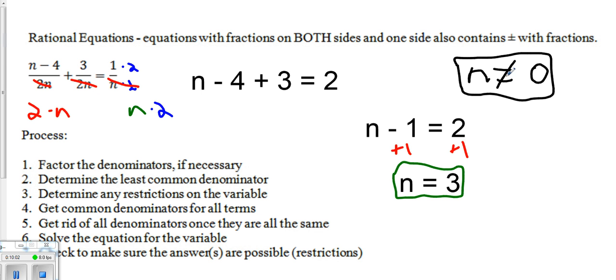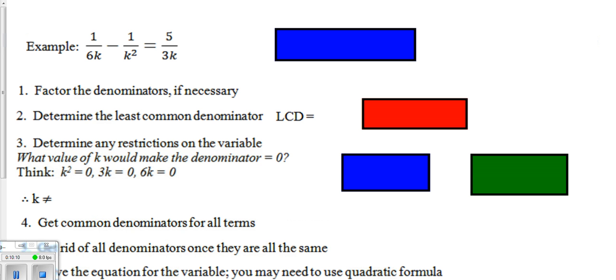Our restrictions say that n cannot be 0, which means that this one will work. This is okay, to have n equaling 3. That is going to be our solution. Let's look at another example.